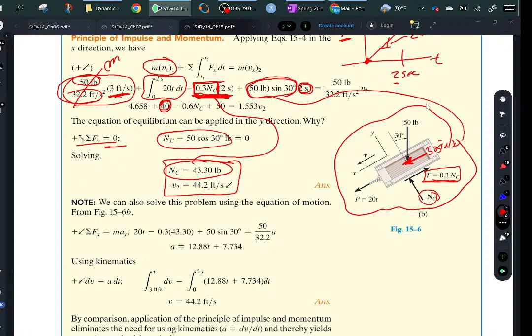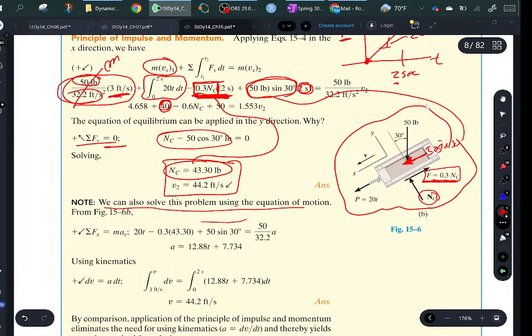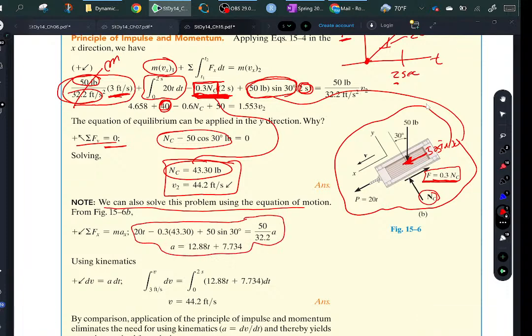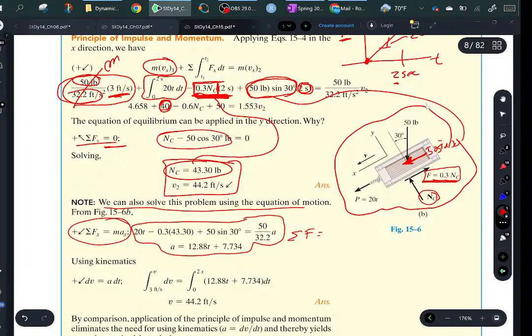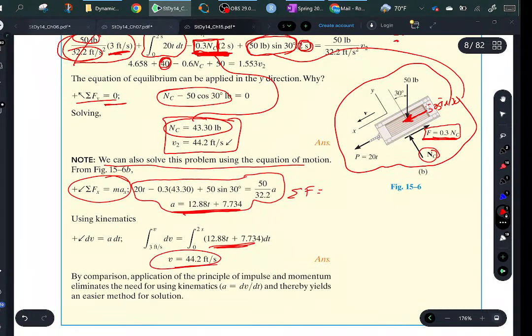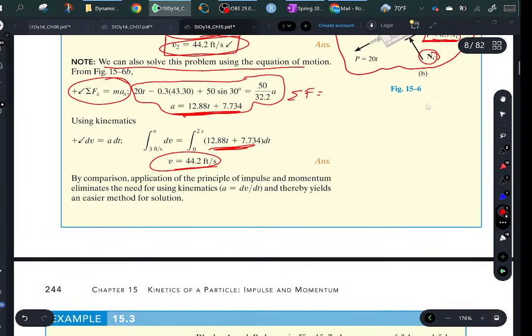Now that you solve this, he basically says you can solve it using the sum of the forces equals mass times acceleration. And out of this, so this is actually the sum of the forces. Oh, it says it right here. Sorry. Now you can sit there and take this equation, integrate it over its 2 seconds, and you can still get out your 44. Here's what you got the other way.